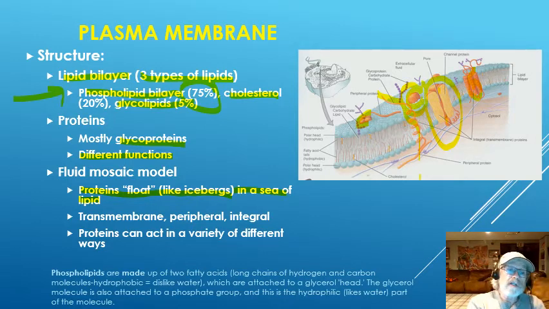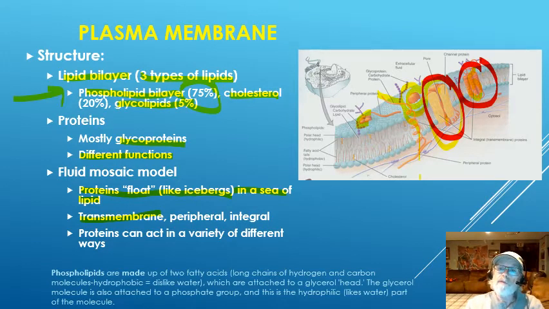Some of these proteins are called transmembrane, like this one right here, it goes all the way across. This one goes all the way across. Some of them are peripheral. There's a peripheral one right there. Some of them are integral. They're basically only inside the membrane. Okay, and they act in a bunch of different ways.